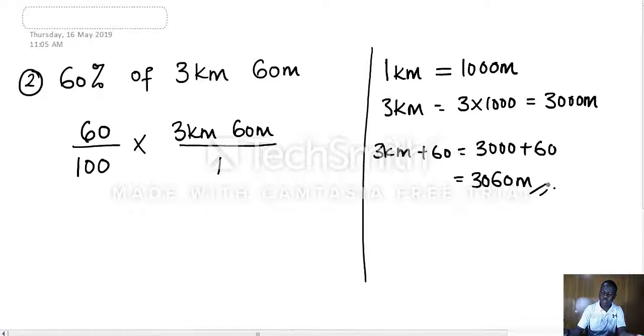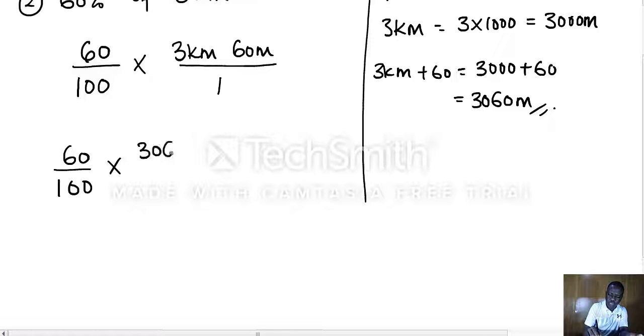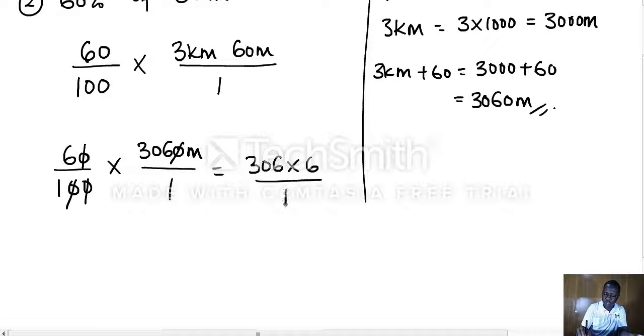3060 meters. So 3 kilometers 60 meters is equivalent to 3060 meters. So that is what we are going to use. So we are going to find 60% of 3060 meters. This is over 1. These zeros will cancel this. This zero will cancel this, leaving us with 306 times 6 over 1.